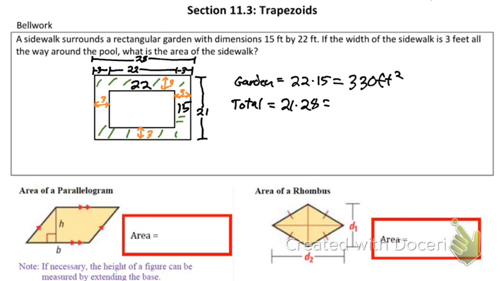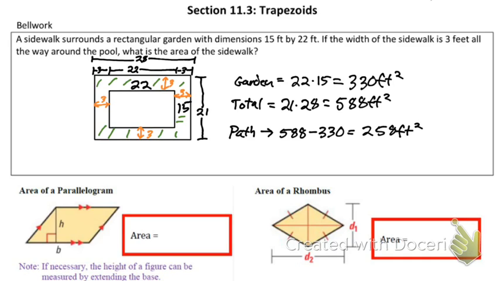And what does that equal? Big number. 588 feet squared. And then we subtract. So we subtract total minus the garden, and that is going to give us our path. So our path is going to be 588 minus 330. That's going to be 258 feet squared, which looks like that was D.